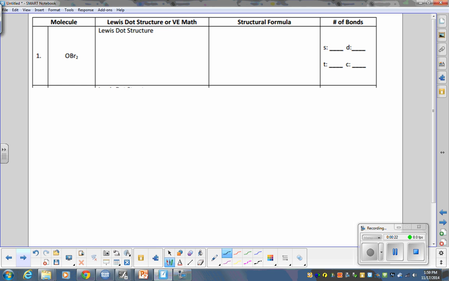Total the number of valence electrons. So oxygen has 6, Br has 7 and 7. So my total number of valence electrons is going to be 20. So that's the first step.